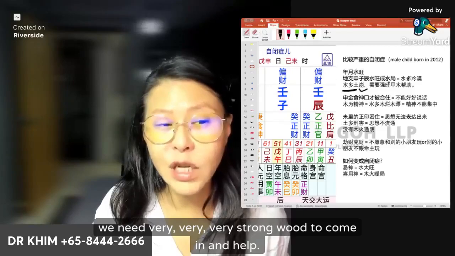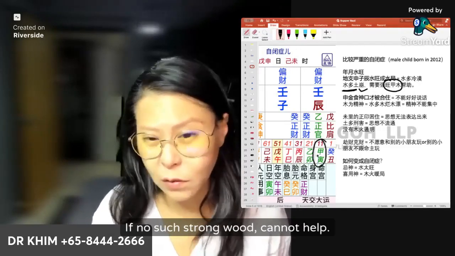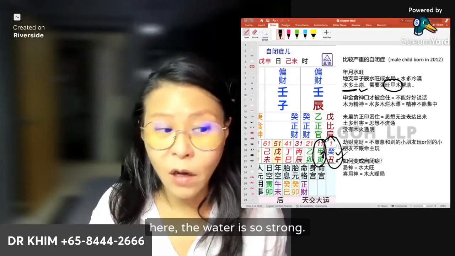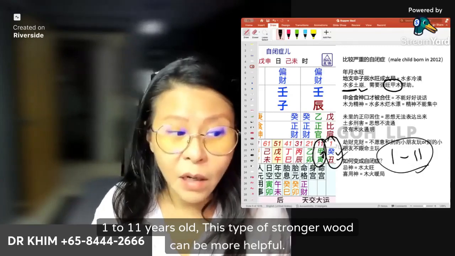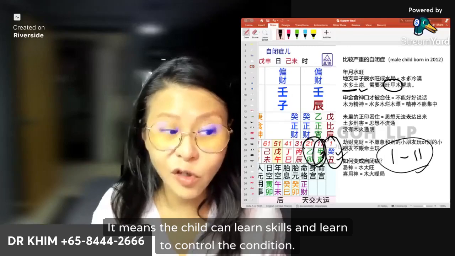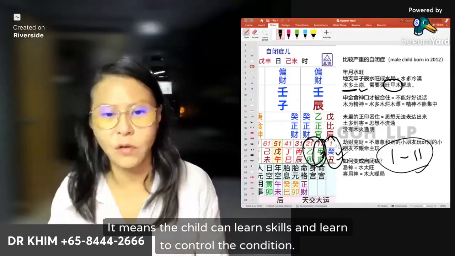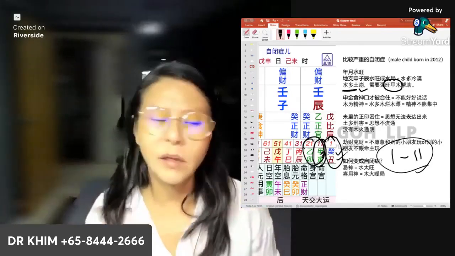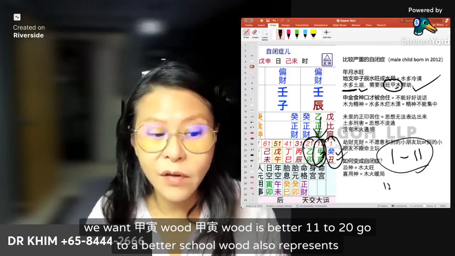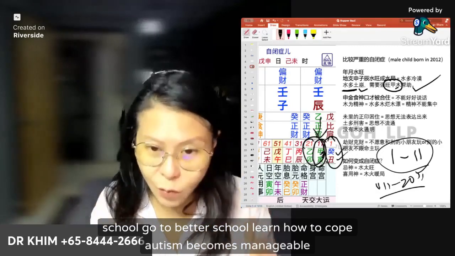We need very, very strong wood to come in and help. Like this one, very strong wood. If there is no such strong wood, it cannot help. Here, the water is so strong. At 1 to 11 years old, this type of stronger wood can be more helpful. It means the child can learn skills and learn to control the condition. Not disappear, but control. We want Jia wood. Jia wood is better. At 11 to 20, go to a better school. Wood also represents school. Go to a better school, learn how to cope with autism.